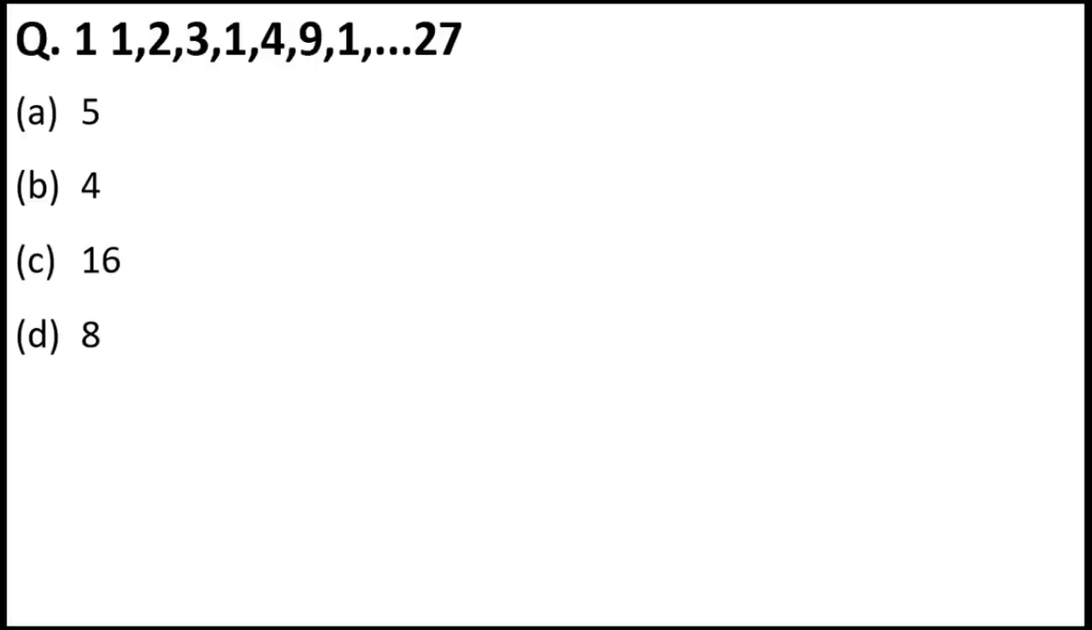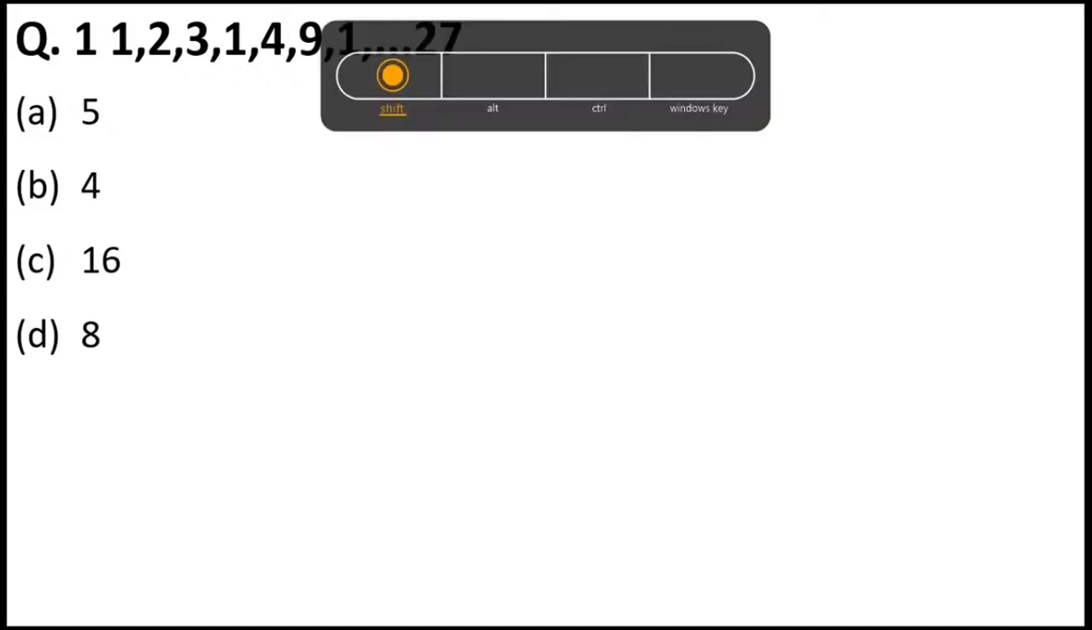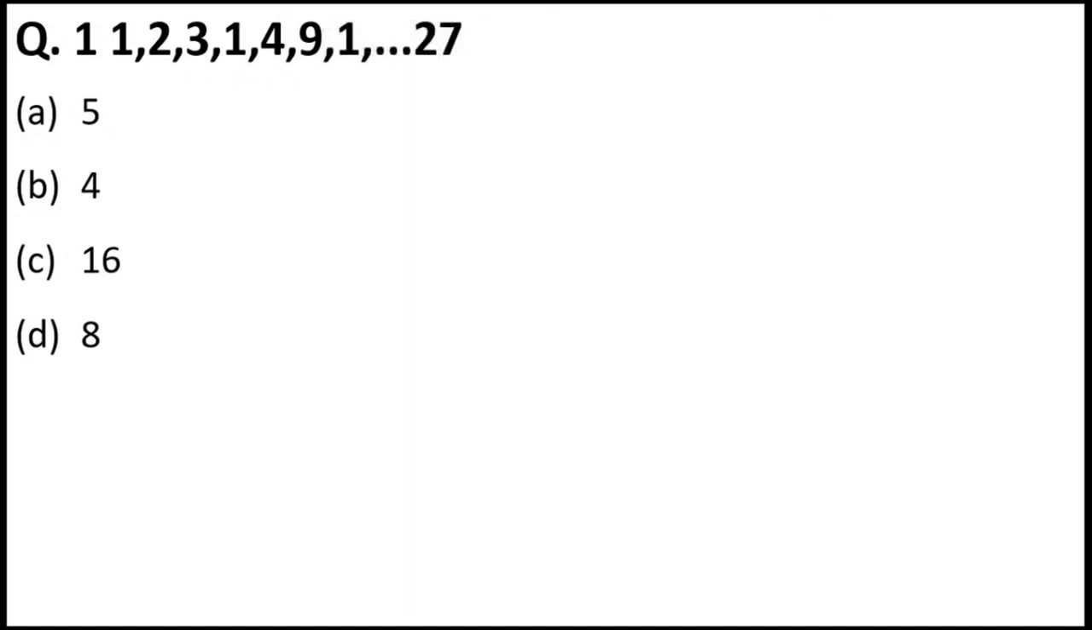The first question here is, there is a series given for you and you have to find the missing term that is present. So it starts with 1, 2, 3, 1, 4, 9, 1 dash 27. So this is quite a simple series. If you just pay a little attention, you will be able to solve it very easily. Okay. The series is simple.